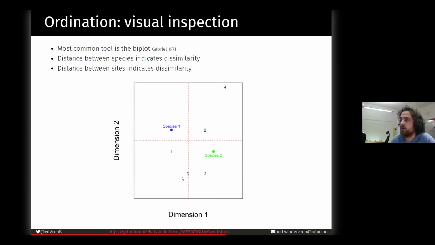And ordination is most often inspected visually in a biplot. So a biplot is essentially a tool to inspect ordinations, where this is an example of a biplot. We have arbitrary latent or not dimensions on the X and the Y axis. We have two species, again, the blue one and the green one, and we have sites 1 to 5, where distance between species and distance between sites indicates how similar species and sites are. So if species 2 would be on top of species 1 here, that means that we could expect them to co-occur in these dimensions.